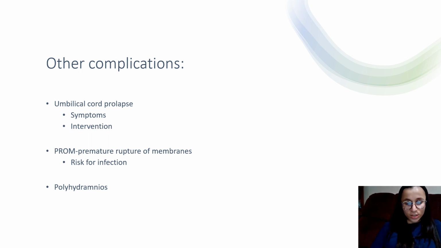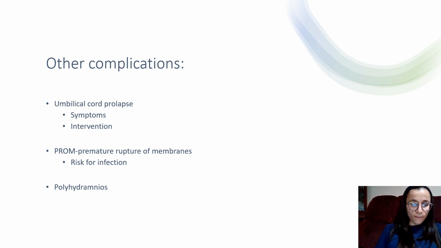The next complication is called PROM, which is premature rupture of membranes. It's when the mom's water breaks before the onset of labor, before 37 weeks of gestation. It doesn't harm the fetus, but if labor doesn't begin after the membranes rupture, then you need to induce labor because there's a risk of infection, which is called chorioamnionitis.